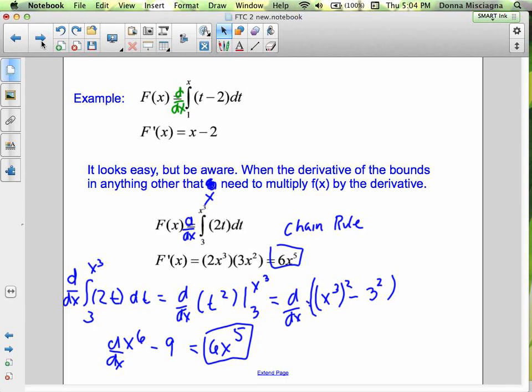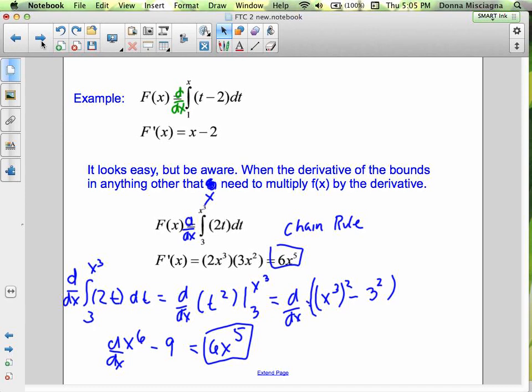Just to prove this is so, I did it the long way without using the fundamental theorem of calculus. I integrated and then I evaluated. If I integrate 2t dt, I get 2t squared divided by 2, so that's just t squared. And we're evaluating that from 3 to x cubed. I plug in the x cubed for the t, and so now I have x cubed squared, which gives me x to the 6th, and I have minus 3 squared, or 9, because I have to plug in both.